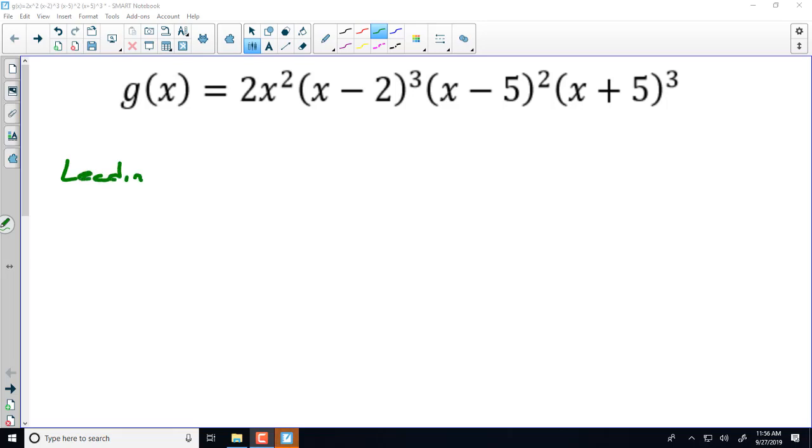Now, if you look in front of all the factors, you actually see a 2x squared. But the leading coefficient never has an x in it. A leading coefficient is always just a number. So the leading coefficient is actually just the 2, not the 2x squared.